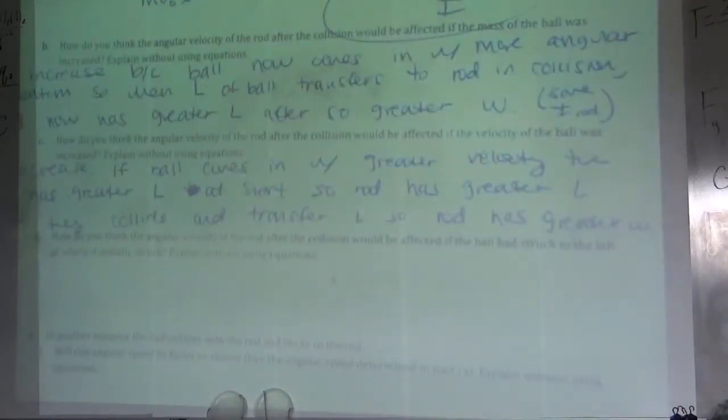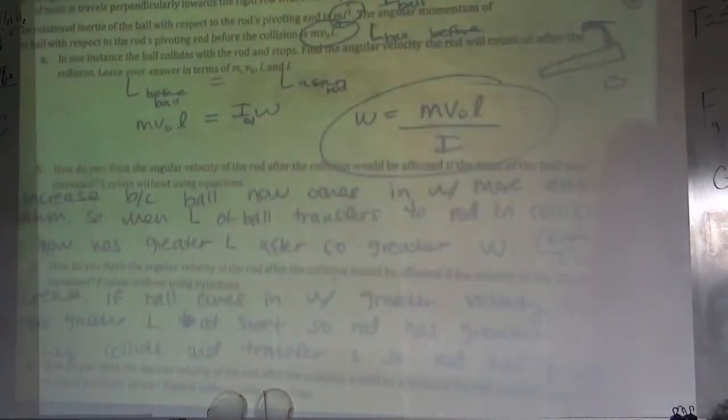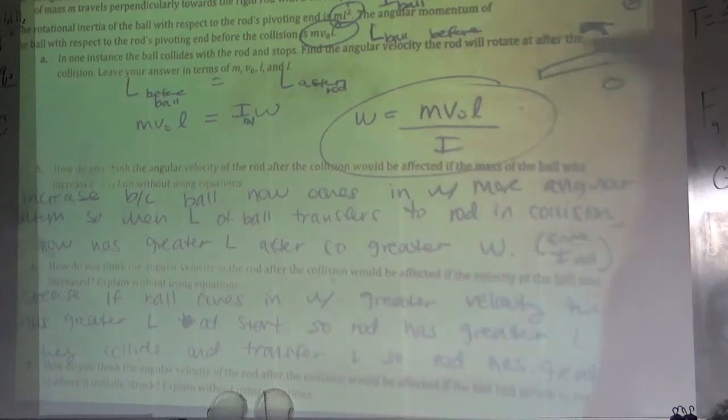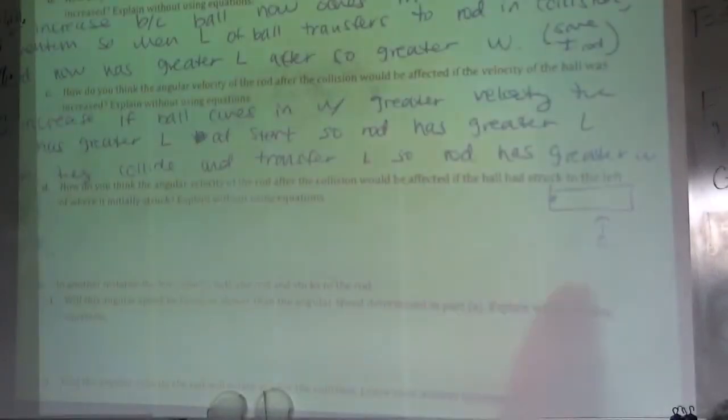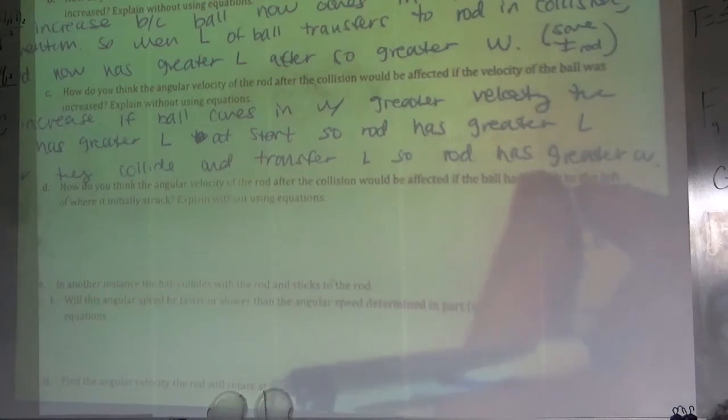How do you think the angular velocity of the rod would be affected if the ball had struck to the left of where it had initially struck? Because at first it said that it struck basically at the very, very end. If it now strikes right here instead of at the end, it's not striking L, it's striking some distance less than the length of the rod.